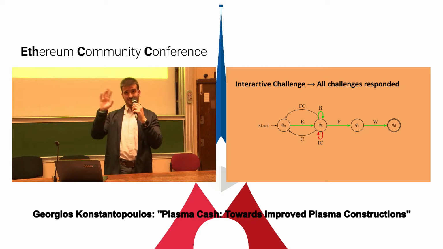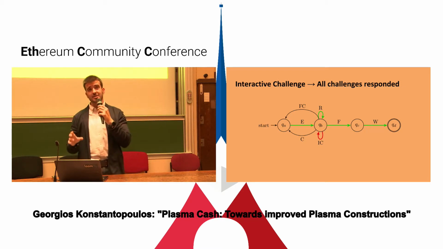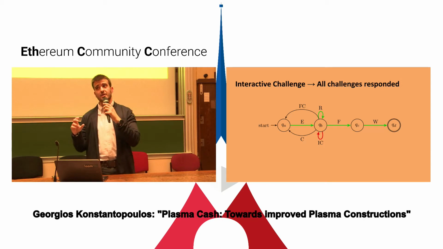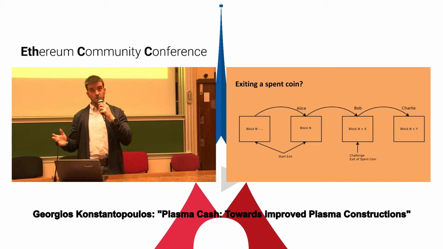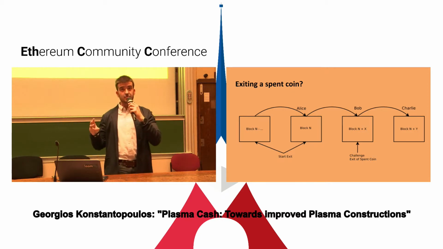So this is the state transition function, essentially. Because this is a very simple state machine, it allows us to model essentially all the security properties very easily. I'm going to go now through the 3 types of challenges that we see in Plasma Cash.